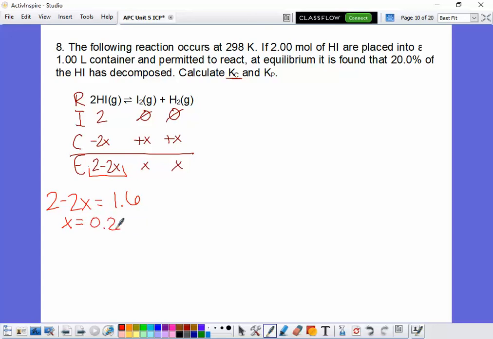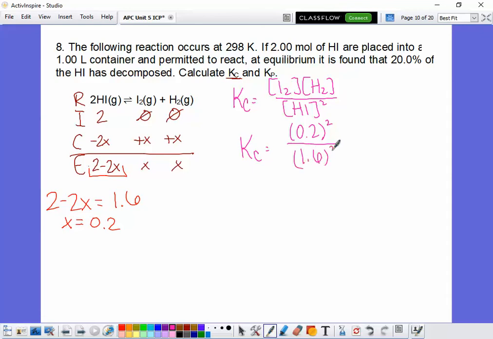So now we know our x values here. Okay? So let's go ahead and write our Kc expression. What goes on the top? Over. Okay, so now we're just going to plug in everything we know. What goes on the top? 0.2 times 4.2 over. All right, go ahead and solve for Kc.